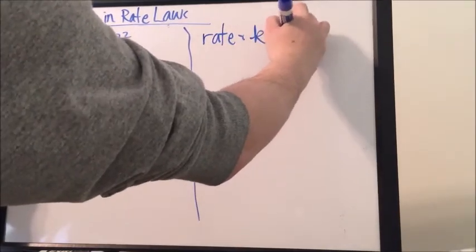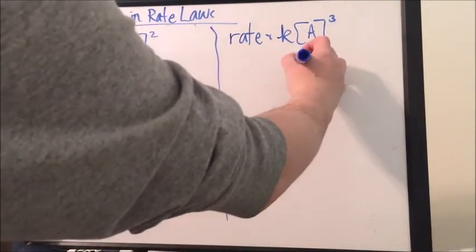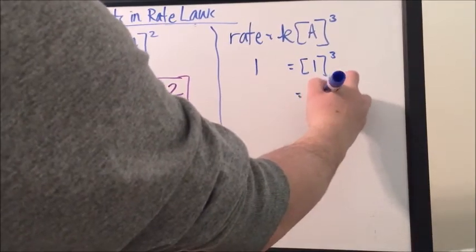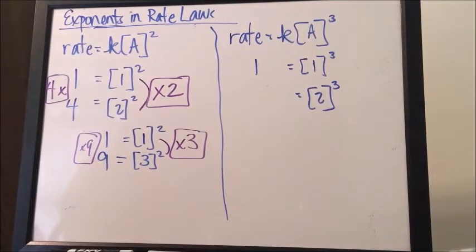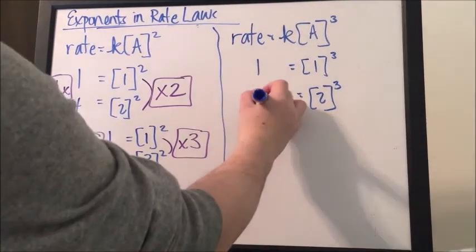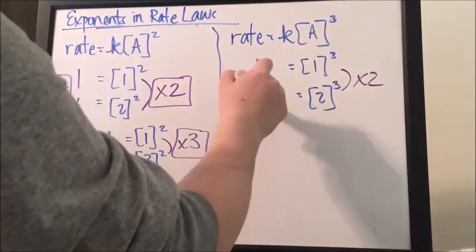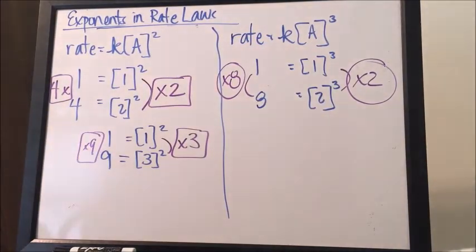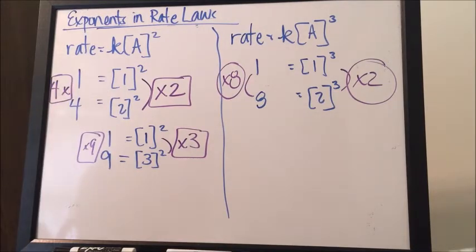Let's do, what if A was a 3? Again, let's make this 1. 1 cubed is 1. Let's double it. So 2 cubed, be careful, that's not 6. 2 times 2 times 2, so that's 8. So what happened? Here we doubled, here we increased by a factor of 8. So now we're increasing on a cubic level because of the 3. So that's how orders can affect reaction rate.